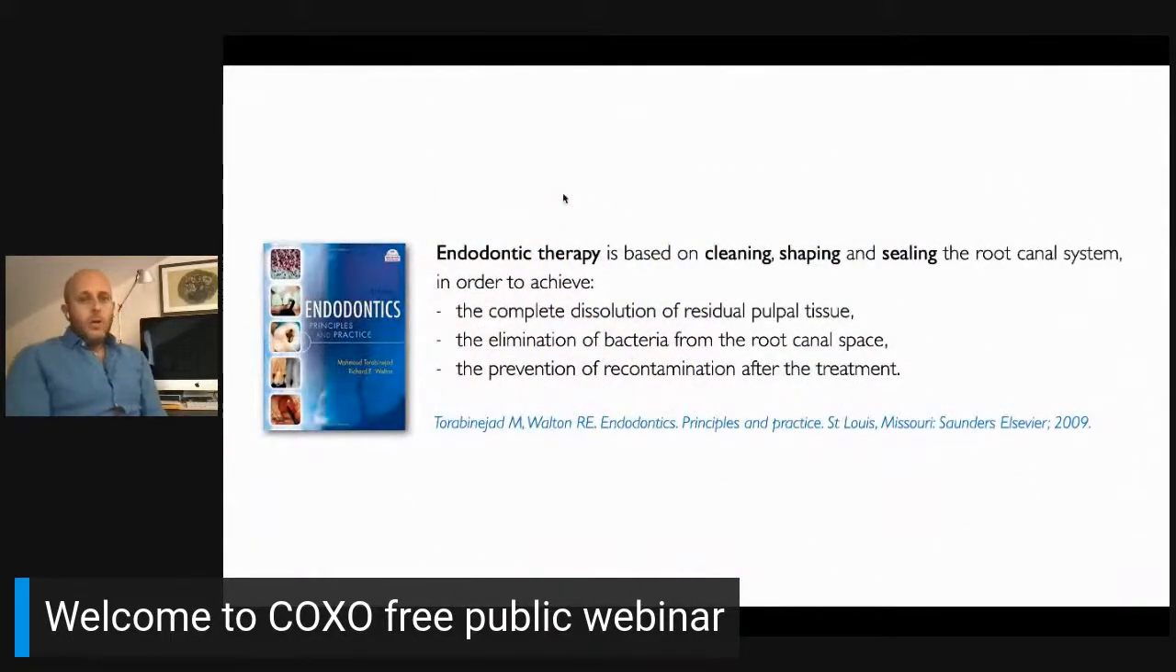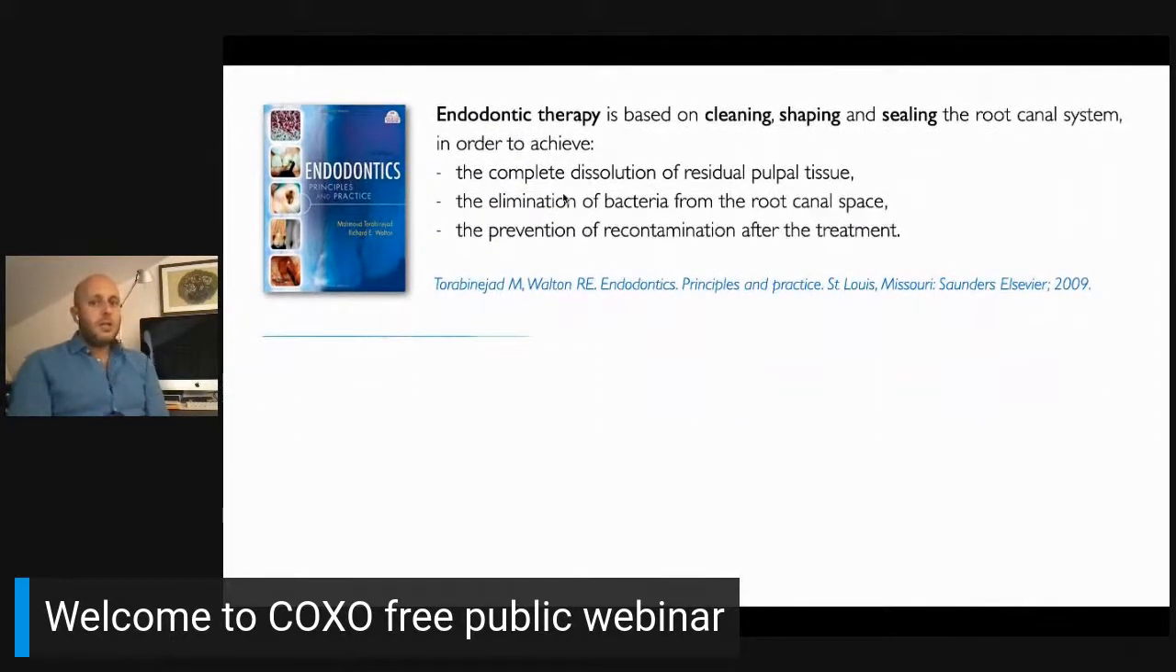Because we perfectly know that endodontic therapy is focused on cleaning, shaping, and sealing the root canal space. This aim is made to obtain the complete removal of pulp tissue inside the root canal, the elimination of every kind of bacteria possible from the canals, and when we seal the endodontic space, we have to prevent any kind of recontamination of the endodontic space.